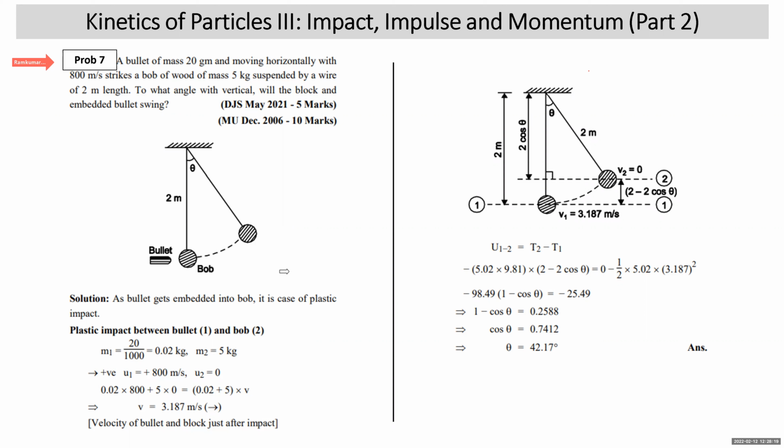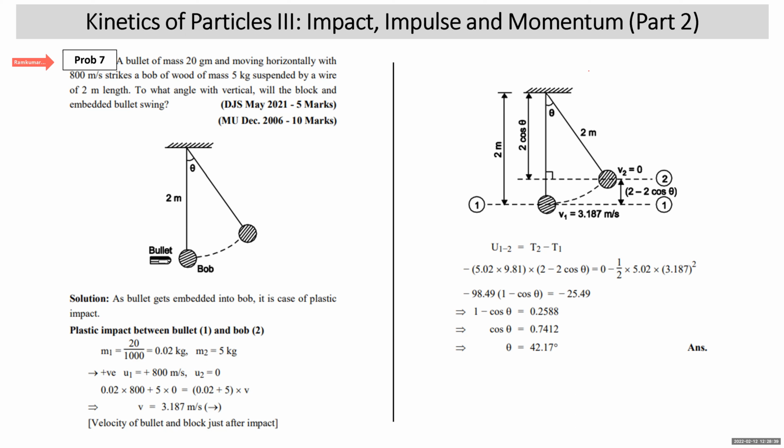That means, can you see that here? This is the bob given to you. It is connected to a cord of length 2 meter. Then there is a bullet which is going to hit it with a velocity of 800 meter per second. Then the bullet gets embedded into the block. If the bullet gets embedded into the block, bob, that means it is a plastic impact.